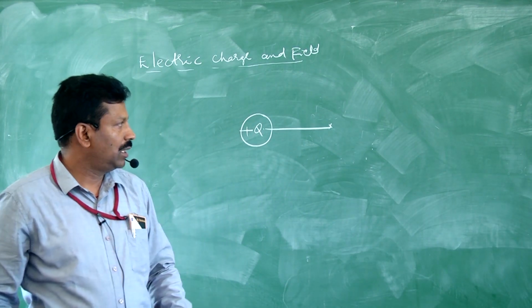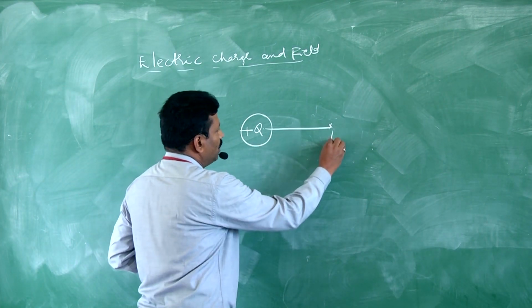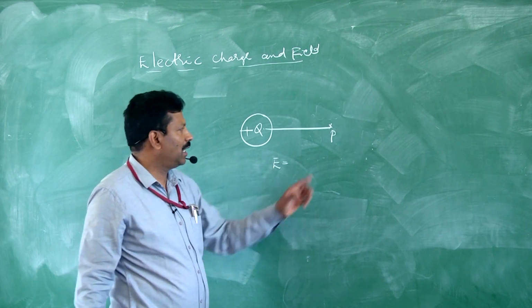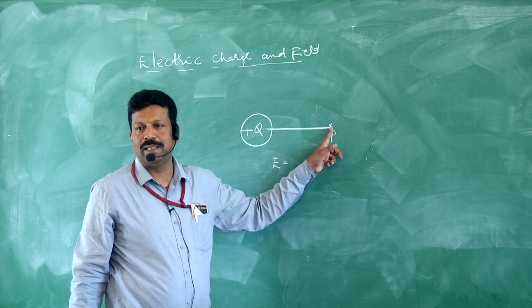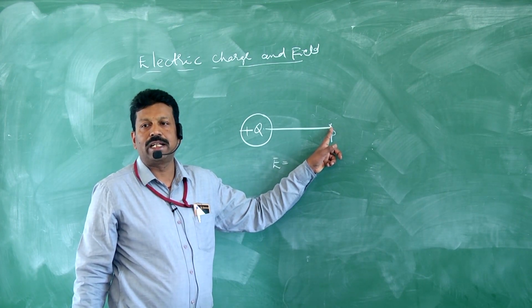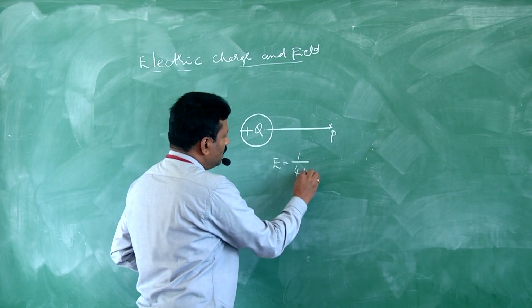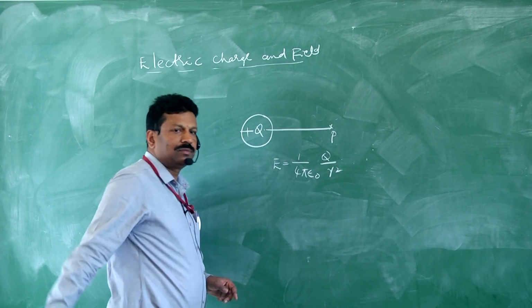But for our reference we take this point, and we know the electric field at this point is given by the force experienced by a test charge. If I keep a test charge here, the force experienced by that charge is called the electric field at that point. That electric field is given by the formula E is equal to 1 by 4 pi epsilon naught q by r squared.